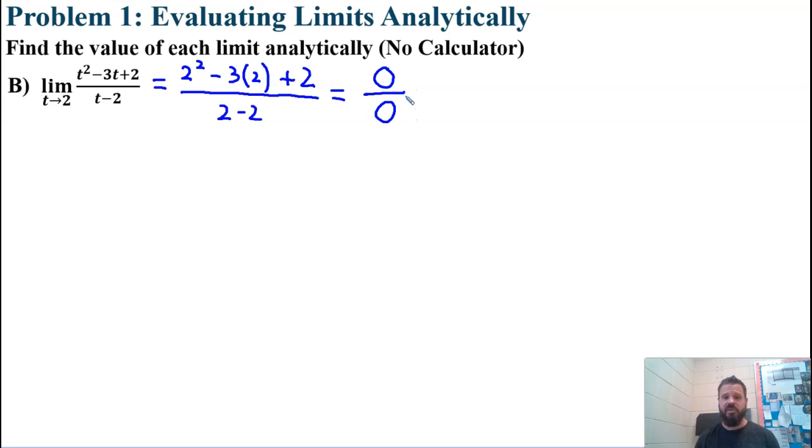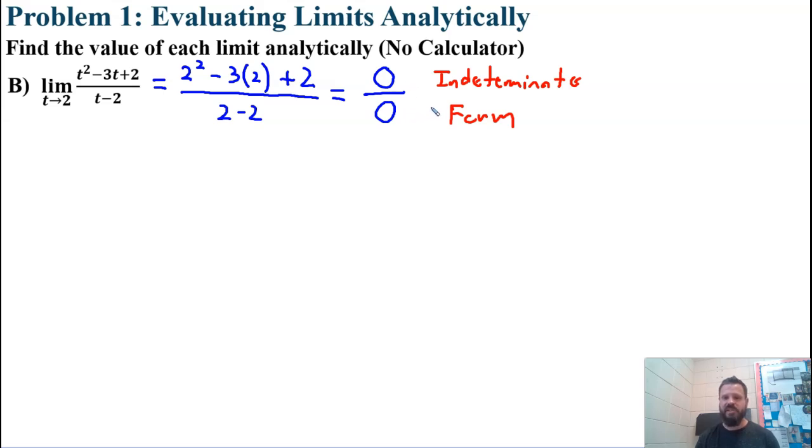Now, when I see the 0 over 0 case, we still may be able to evaluate this limit. We're going to call this the indeterminate form. It's indeterminate because it doesn't allow us to determine the value of the limit from the fraction we ended up with here. Now this could be 0 over 0. We'll also see it with infinity over infinity.